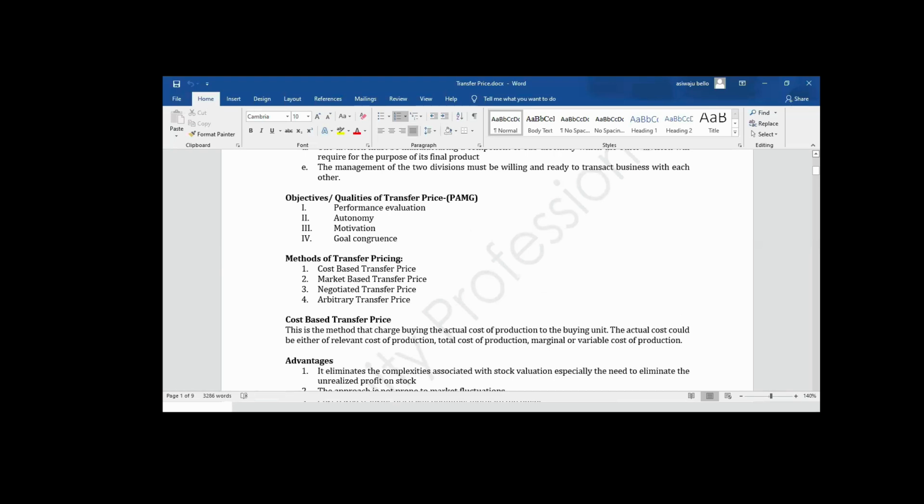Number 2, the transfer price should guarantee divisional autonomy or divisional independence. Number 3, the transfer price should be motivational. That is, transfer price must not demotivate anybody. The transfer price you are trying to determine should not demotivate the divisional manager. It must encourage the divisional manager. Then lastly, a good transfer price should promote goal congruence.